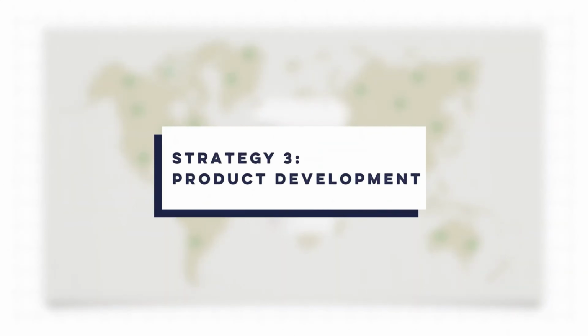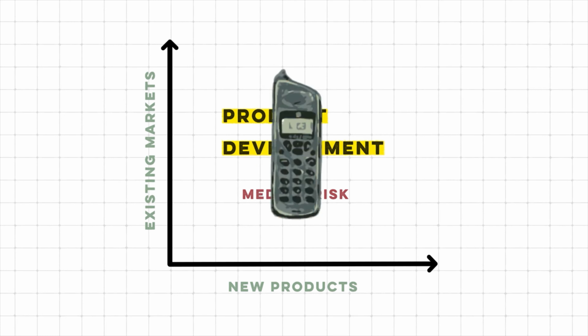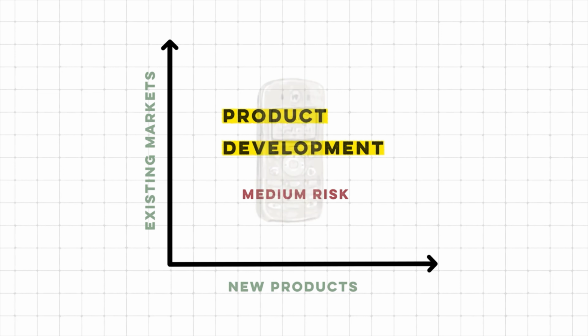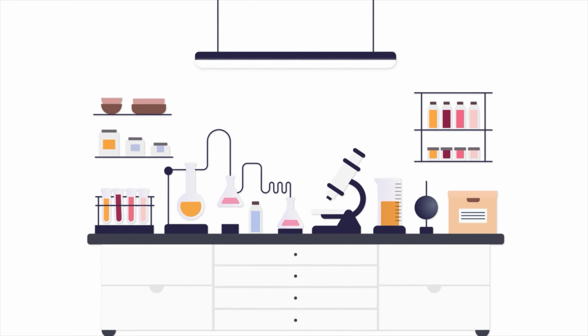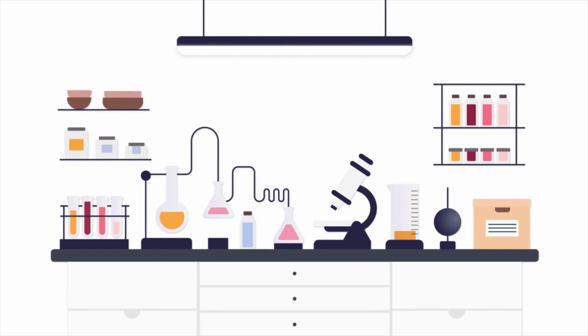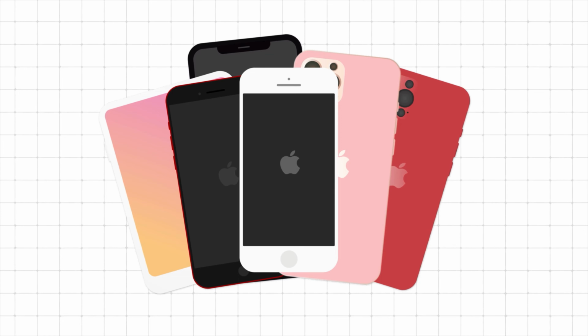Strategy 3 is product development. Product development is about introducing new products to existing markets. Companies invest in research and development to innovate and meet the evolving needs of their current customers. Significant investment in research and development is required to innovate and create these new products that meet the customer's changing needs. For example, Apple's frequent launches of new iPhone models is a prime example of updating and changing the product to meet the consumer's needs.